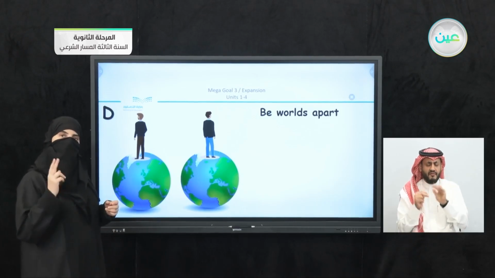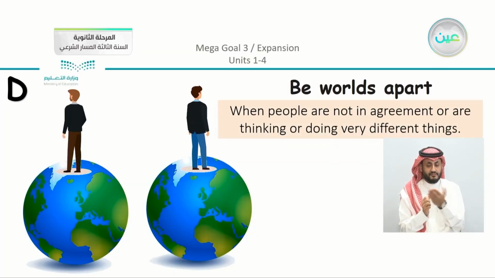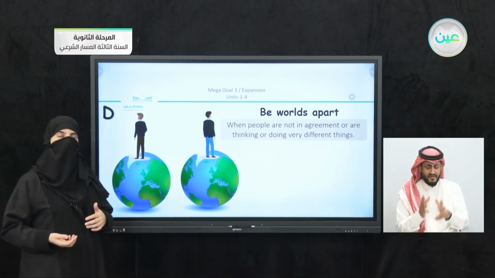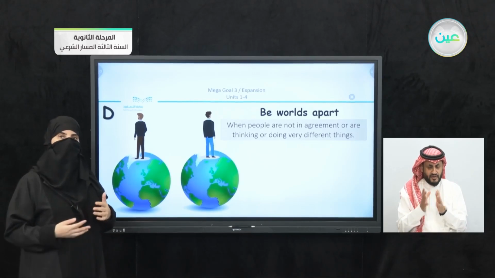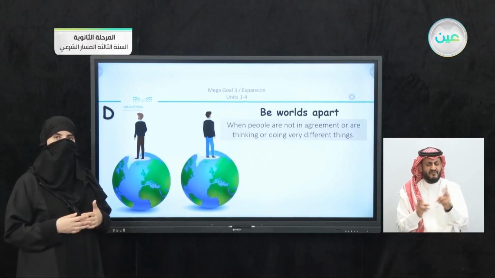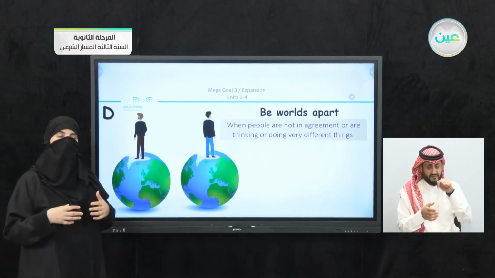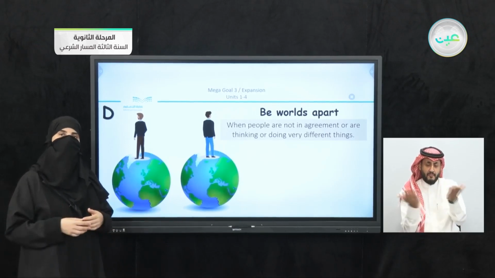Now actually we can give two meanings for this one. We have here "be worlds apart." Now these two young men, we can say that when people are not in agreement or are thinking or doing very different things. So if there is a kind of misunderstanding or disputes, if you remember or recall what we took in Unit 2, when we talked about vocabulary and how some people avoid having disputes with other people. Now, if this happens, this means that these people are worlds apart, or we can say that they are just different or doing different things.